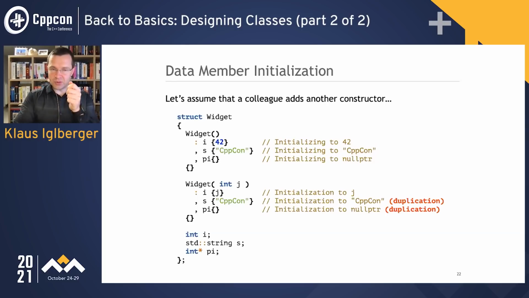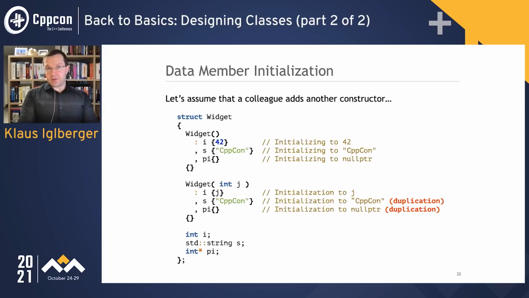What you should always remember, and that is the takeaway from the first part: make your classes easy to change. In this case, if indeed we change CppCon to some other string, so eventually CppCon is over, we might use Meeting C++ or C++ on Sea. But if you change it in one place and forget it in the other place, you have a problem. And that is exactly what we should avoid: duplication.